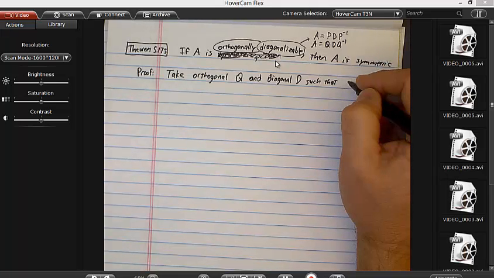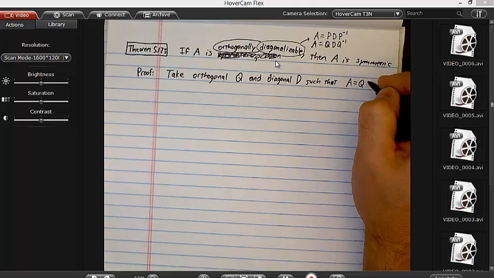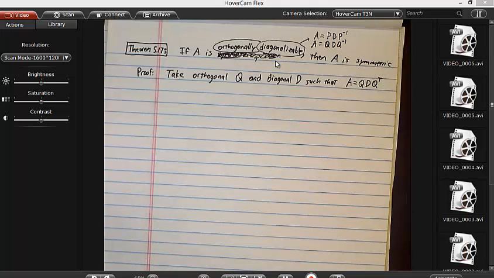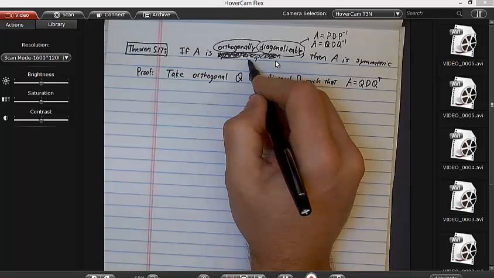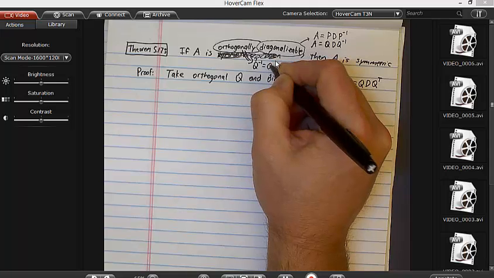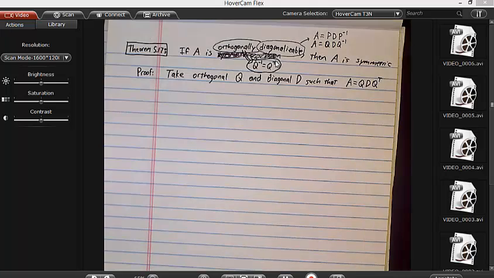A equals Q D Q. Well, how about I write Q transpose? Are you guys okay with that? Why? Yeah, that's another fact about orthogonal matrices, which is a really handy fact. Because usually computing the inverse is a pain, but it's easy if you have an orthogonal matrix. So we're going to do that.